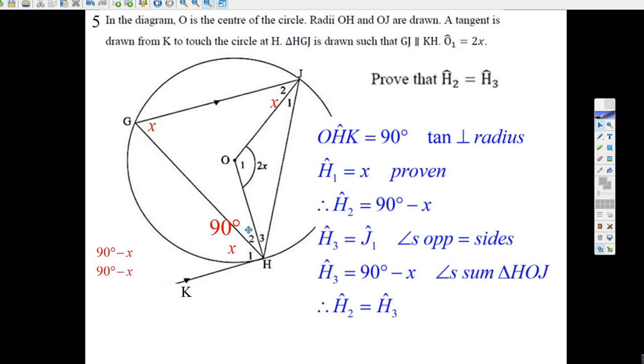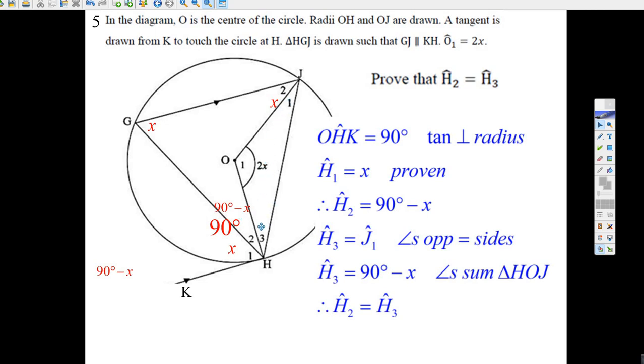This angle H2 right here must be 90 minus x. That little H2 angle must be 90, take away the x. It leaves you with 90 minus x. Well, now we've got this is 90 minus x. What if we tried to figure this thing out?